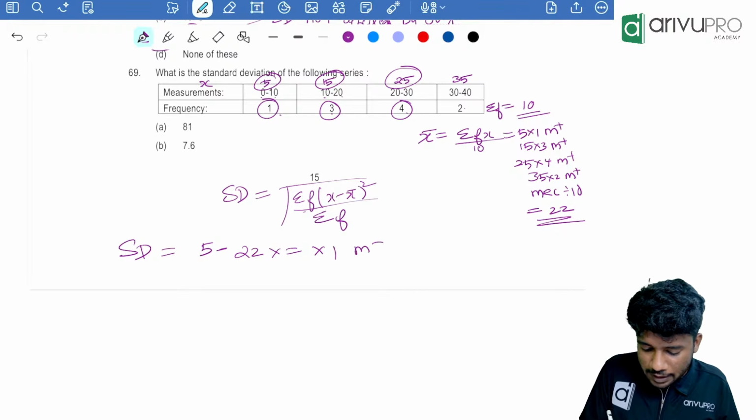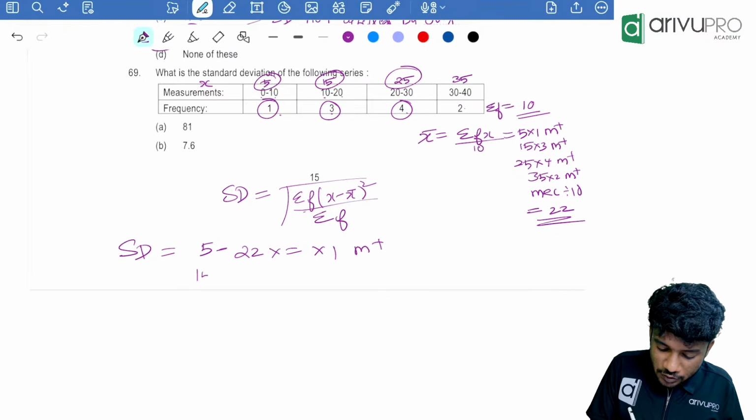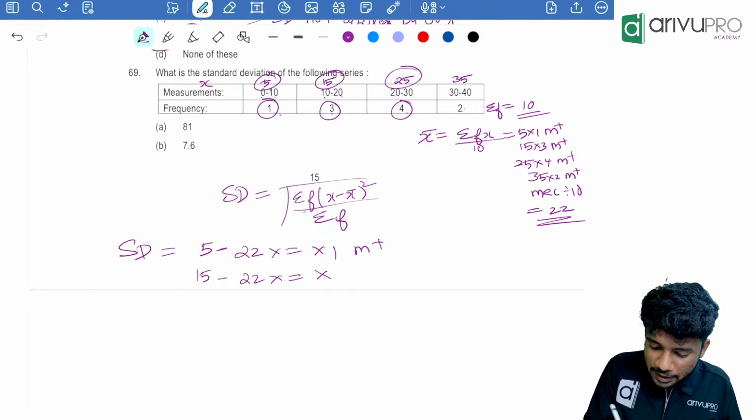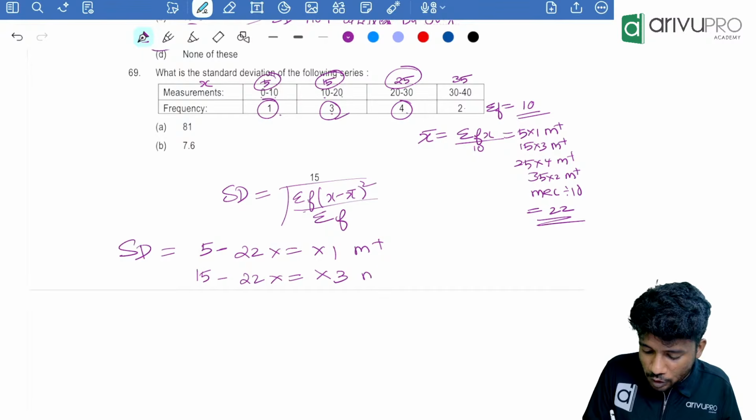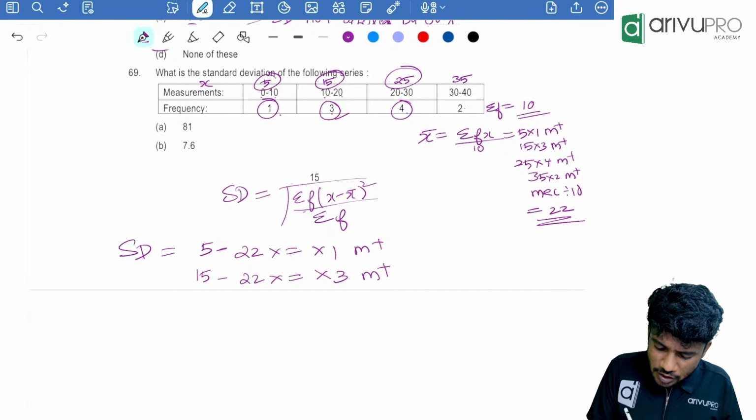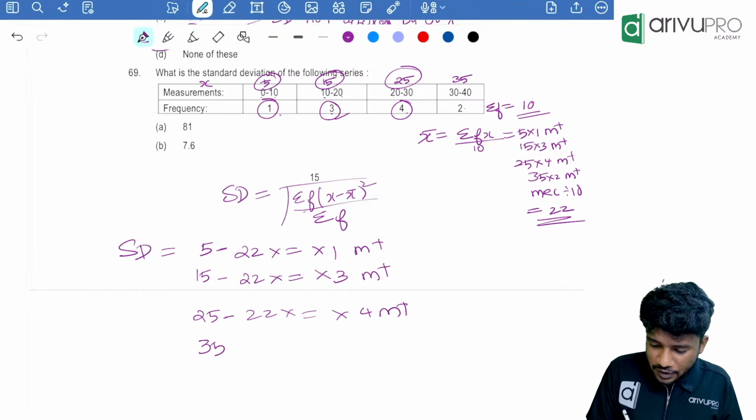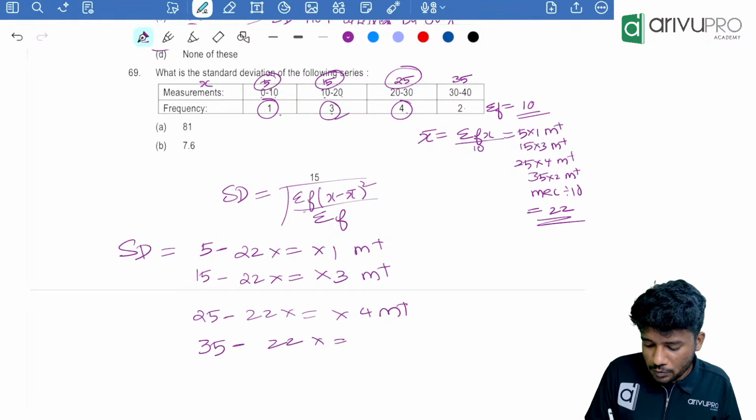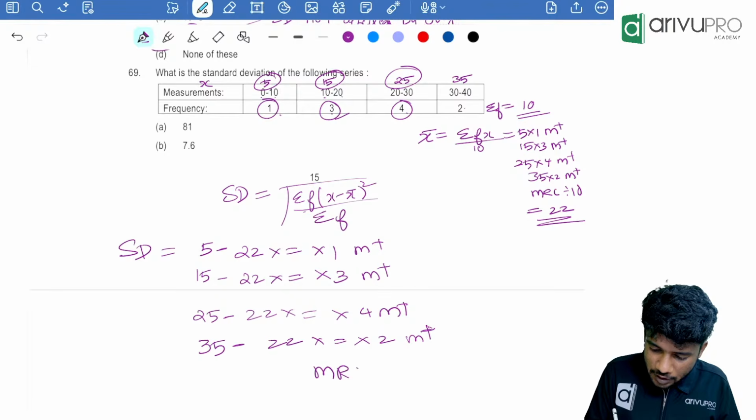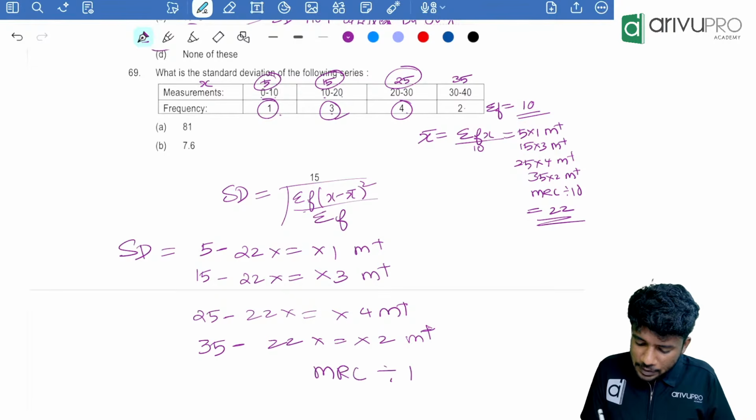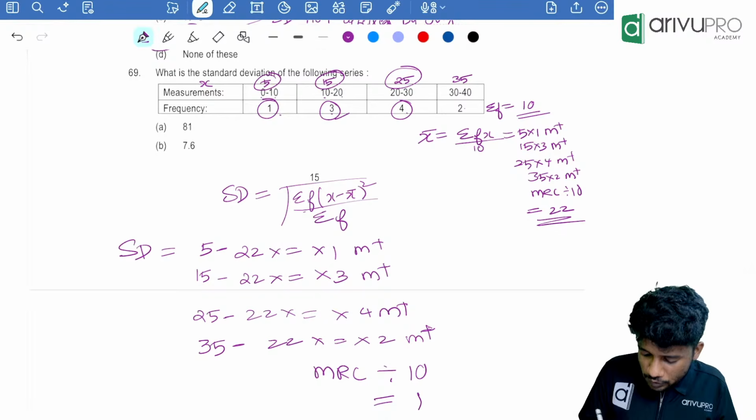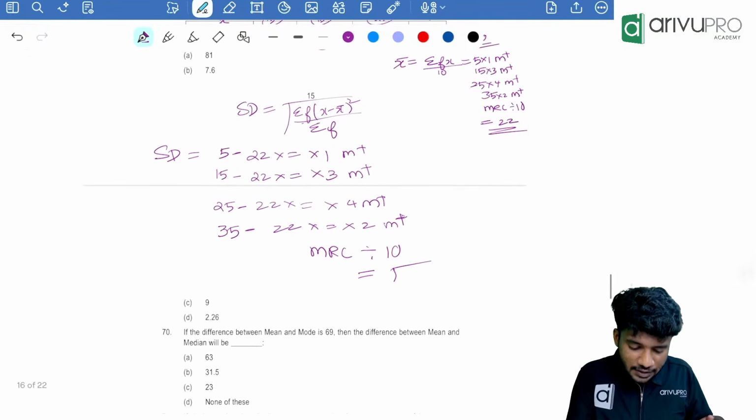1. Then click M plus. Then the second x value is 15 minus 22, equal to, multiplied with what? 3. Then click what? M plus. Next one is how much? 25 minus 22, equal to, multiplied with 4, M plus. Then 35 minus 22, equal to, multiplied with 2, M plus. Then finally MRC divided by what, people? 10. Then click equal to, then click root.